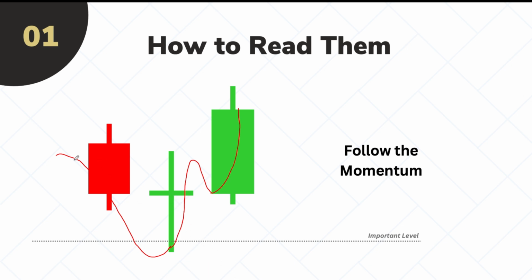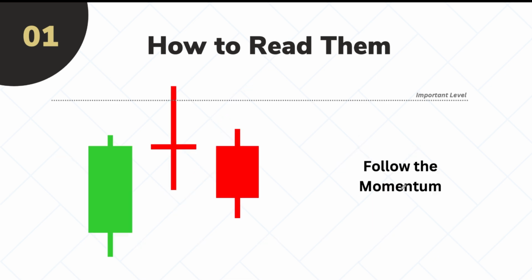to just go down, down, and down. But what we did, we reached the important level, and then we saw higher prices. This was no red candle going lower. This was a green candle. It's indicating a reversal. Then you can expect the next candle to be green. So very important, follow the momentum.